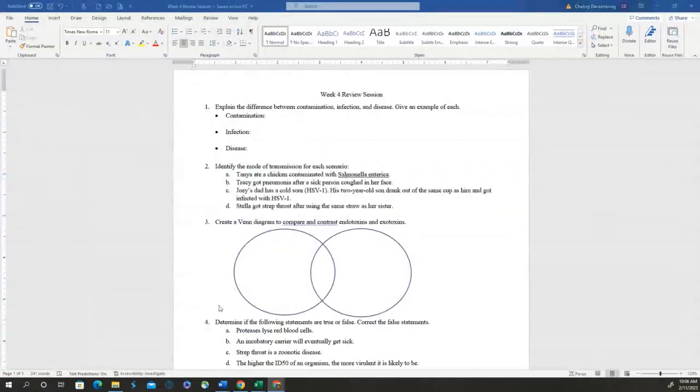Okay, now let's get started. Again, without your notes, I want you to come up with the difference between contamination, infection, and disease. So what's a general definition for each of those, and then an example. I'm going to give you about 30 seconds to put your thoughts down. Again, try not to use your notes, and then I'm going to talk through it with you. So just take about 30 seconds.